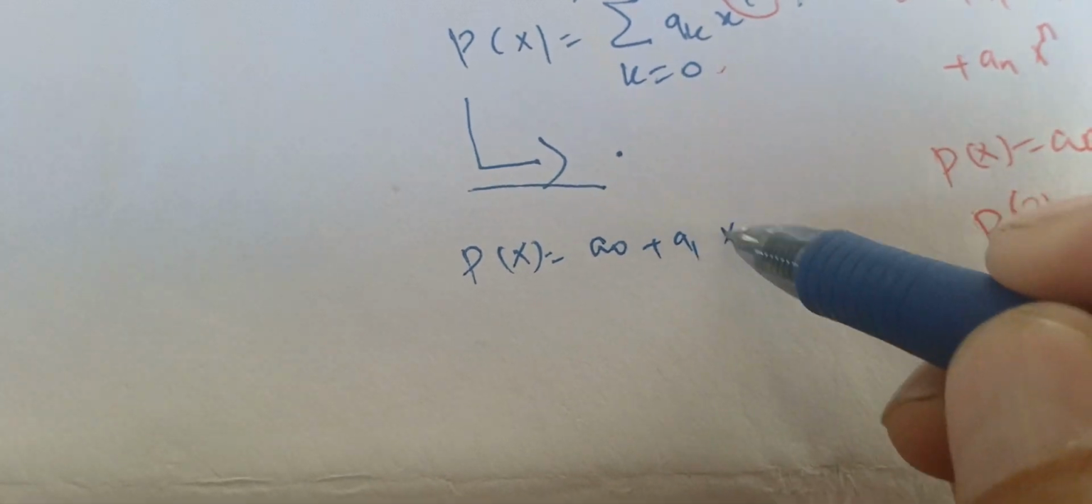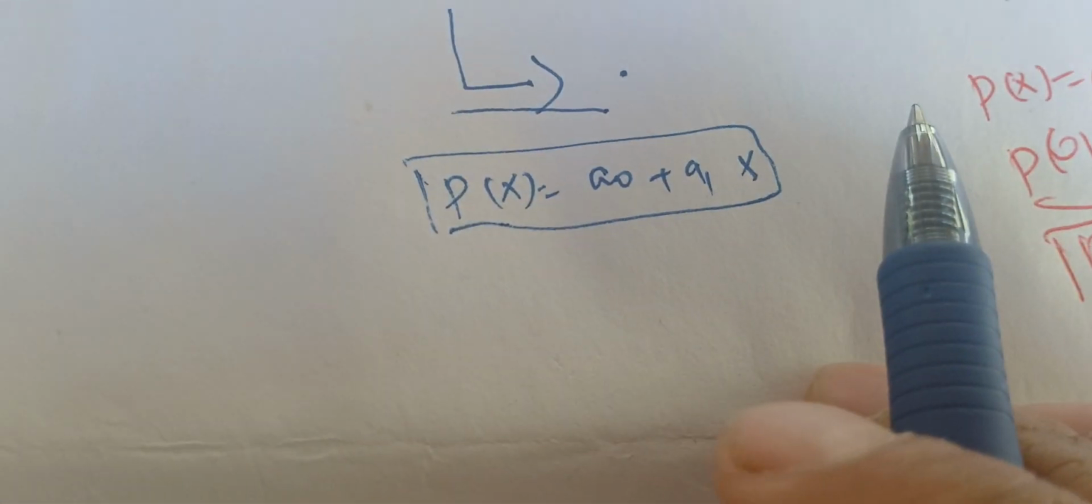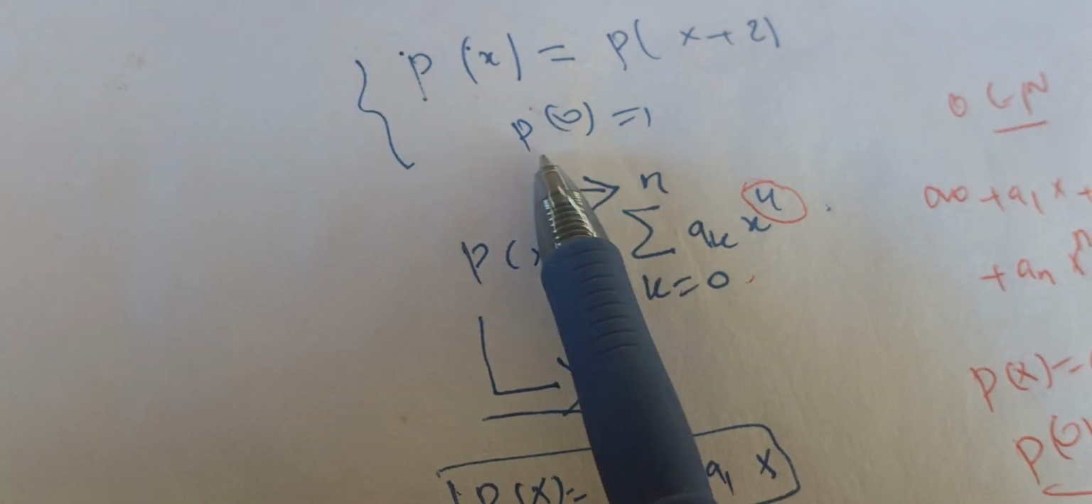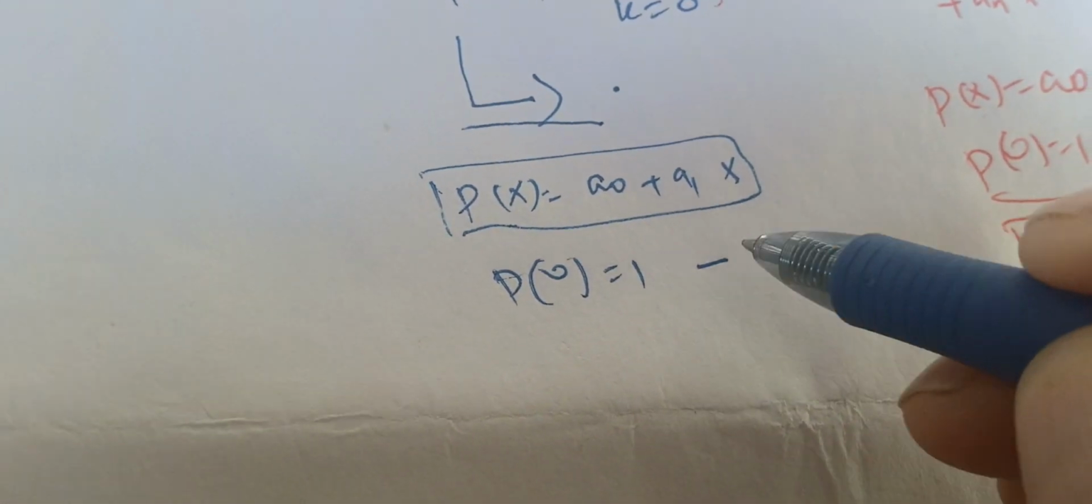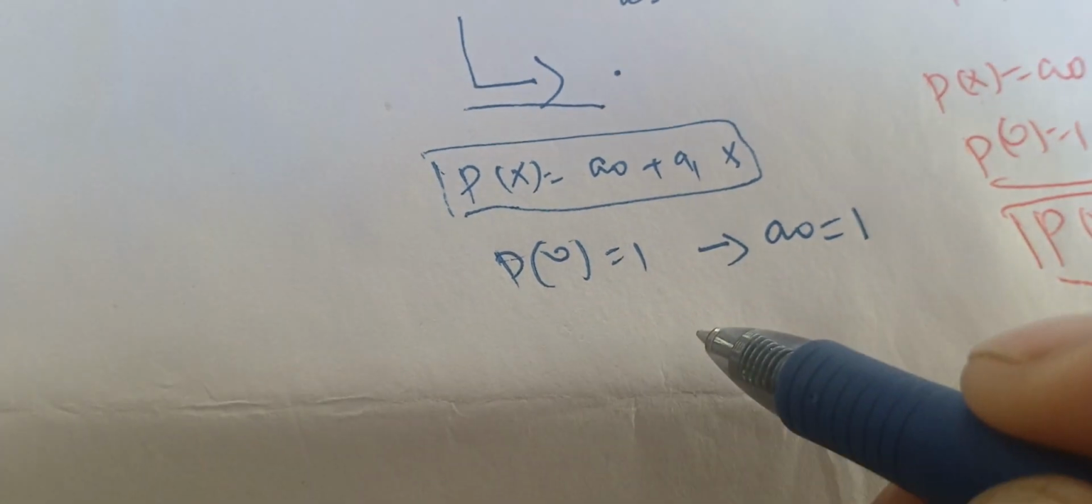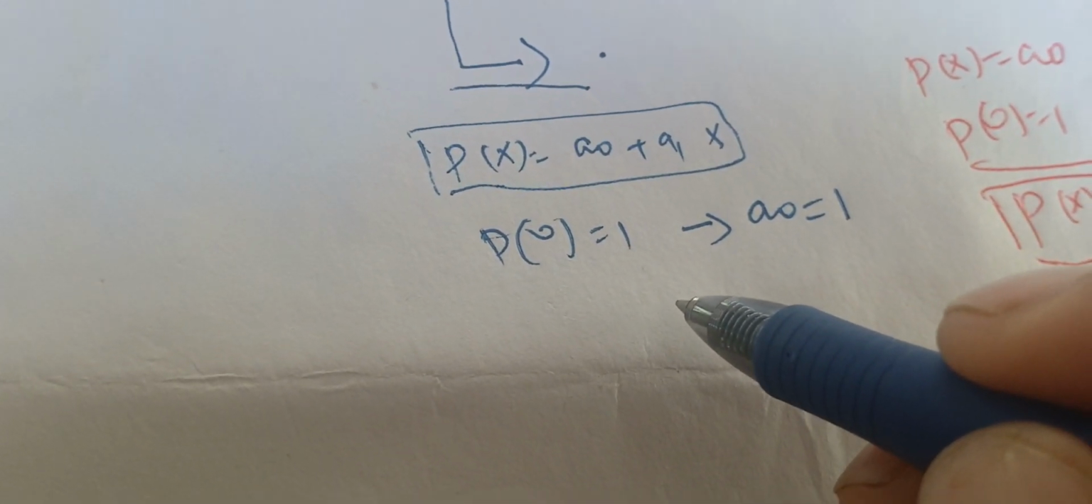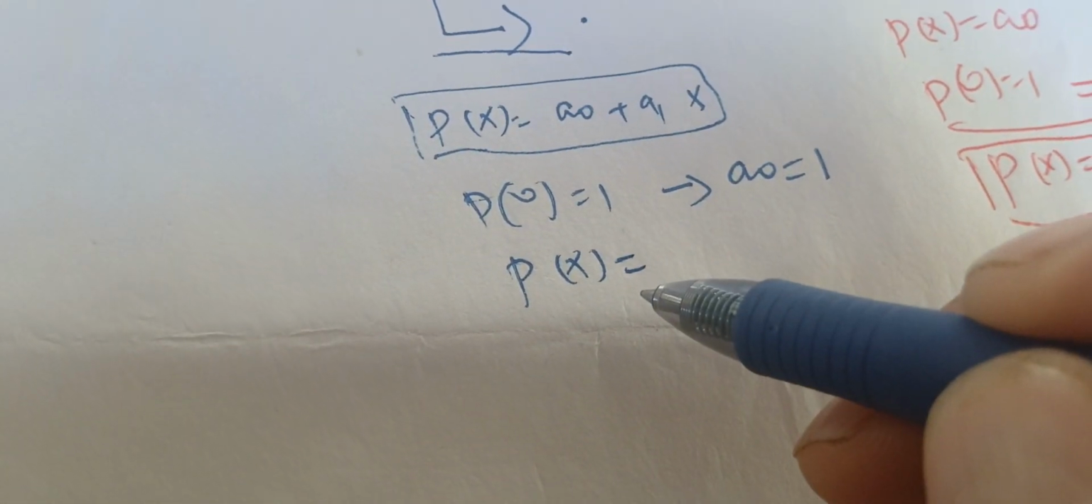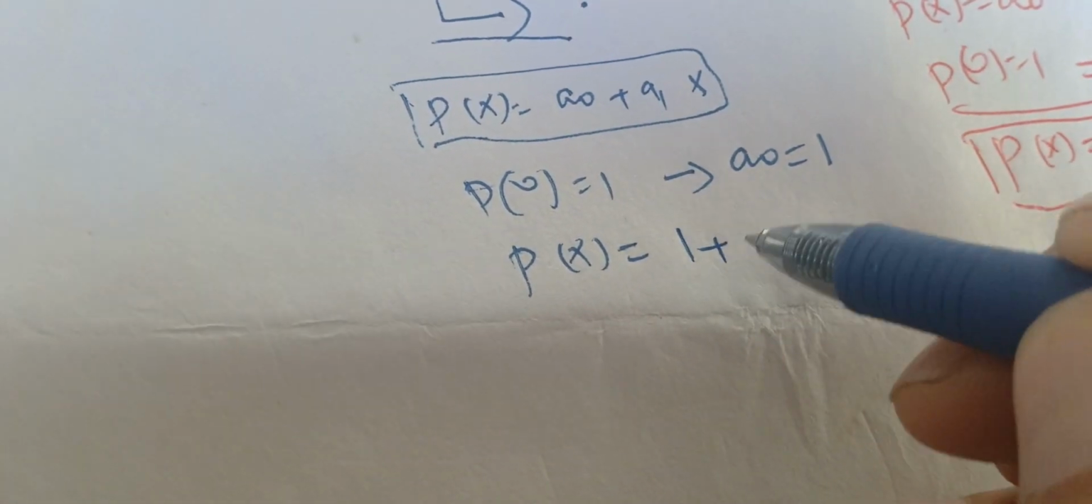Now let's say that we have p(x) = a sub 0 plus a1x. So this is a polynomial of degree, or order, 1. First we set this condition: p(0) = 1. This will give us p(0) = 1, which means a0 is 1, and therefore p(x) is just 1 plus a1x. Okay, so this is the first condition.